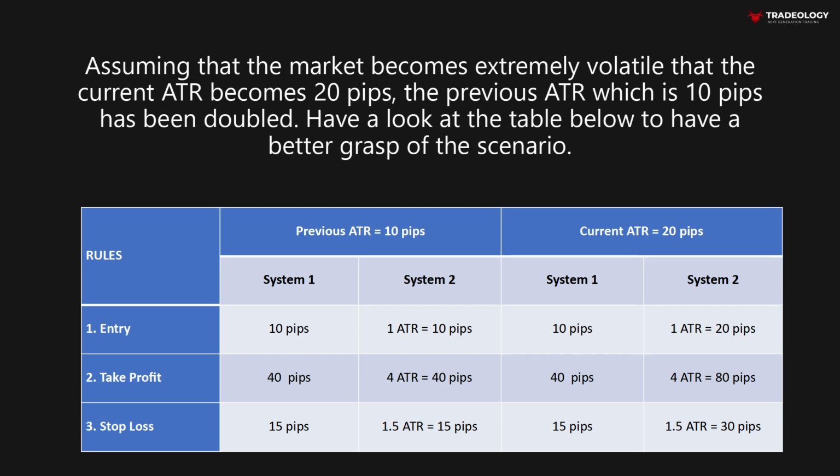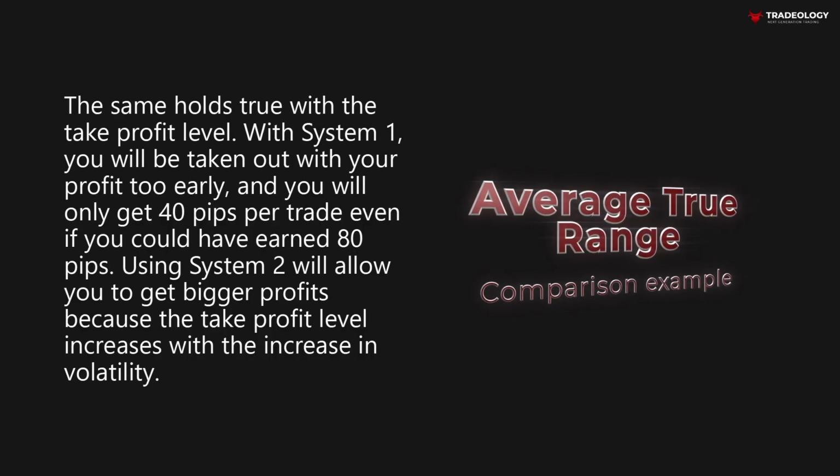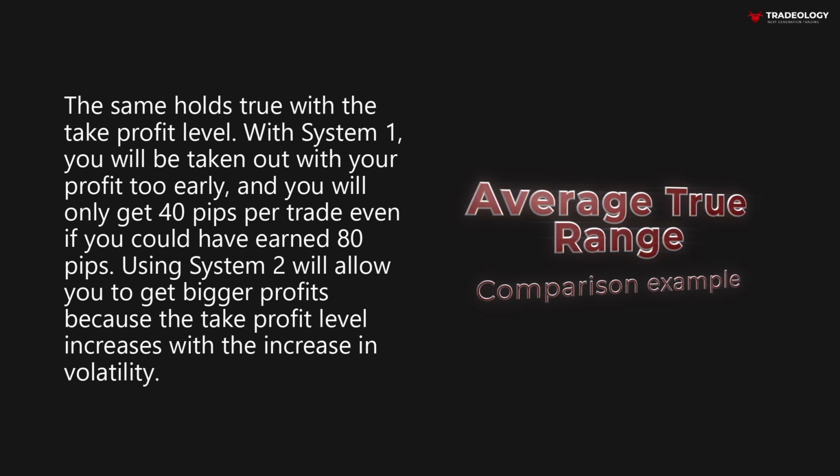Have a look at the table below to have a better grasp of the scenario. As you can see, the entry for system 1 remains the same. With the increase in volatility, you will be entered unreasonably in too many trades. On the other hand, system 2 will give you only the entries that count, since its entry has been increased because of the increased volatility. The same holds true with the take profit level. With system 1, you will be taken out with your profit too early and you will only get 40 pips per trade, even if you could have earned 80 pips.